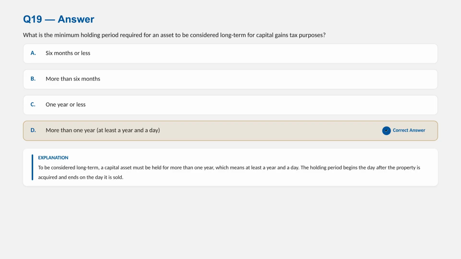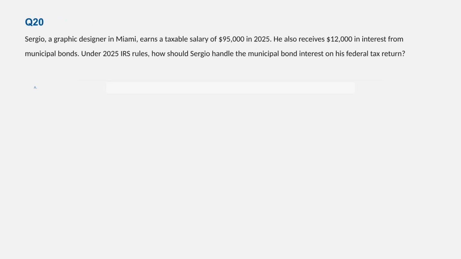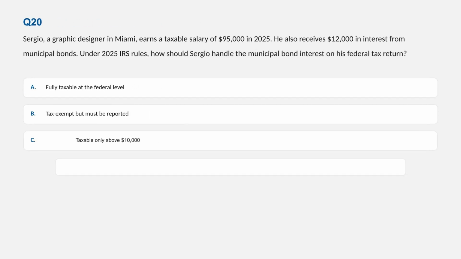Great. Now let's move to our next question. Alright, let's move to question 20. Sergio, a graphic designer in Miami, earns a taxable salary of $95,000 in 2025. He also receives $12,000 in interest from municipal bonds. Under 2025 IRS rules, how should Sergio handle the municipal bond interest on his federal tax return?